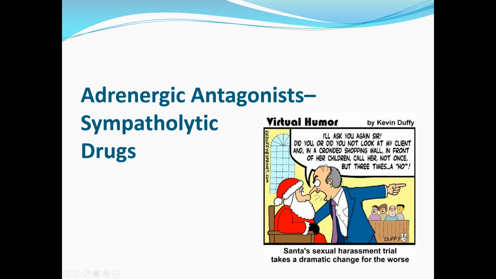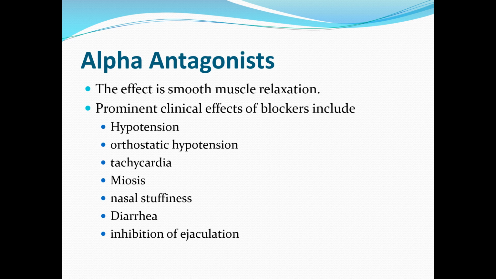So let's change gear in the next few slides. Let's talk about the antagonists, adrenergic antagonists or sympatholytic drugs. Alpha antagonists result in relaxation of the smooth muscles. So they result in prominent clinical effects of hypotension, orthostatic hypotension, tachycardia, meiosis, nasal stuffiness, diarrhea, and inhibition of ejaculation.